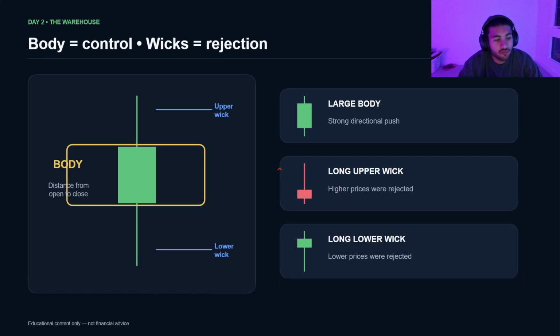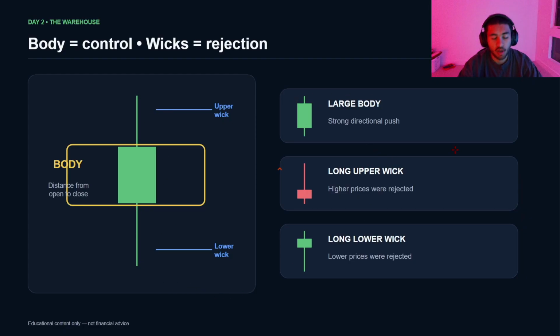Okay, different types of candles and what candles can tell us about the movement that's going to happen in the market, right? Body is the distance from open to close. We call it the middle part of this candle, the big part. This is what we call the body. It's called a wick. It's called lower wick, upper wick.